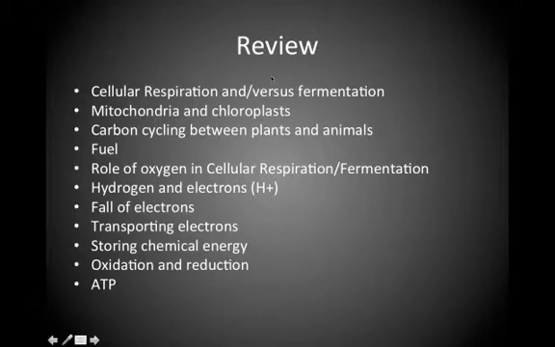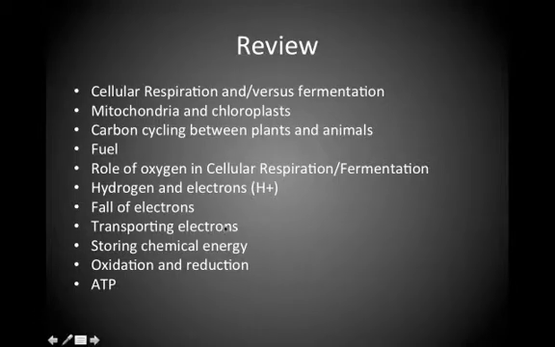Quick little review. We haven't quite talked about fermentation yet, but we will. Mitochondria occur both in animal and plant cells, in all eukaryotic cells. The fuel for cellular respiration is glucose. The role of oxygen is ultimately going to be to accept electrons. Remember, the whole process is all about the electrons and using their energy. We're using the fall of the electrons for our chemical energy in order to make ATP.